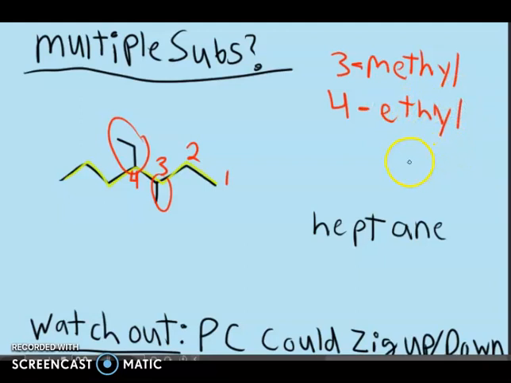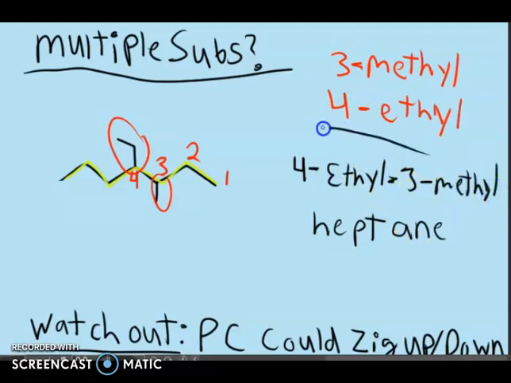Now we have to make sure that we're doing it alphabetically, just because we have more than one thing. So I'm going to bring these pieces down alphabetically. We're going to do 4, and then don't forget your dash, ethyl, and then 3, with another dash, 3-methyl, heptane. So our full answer is going to be this right here. It's more important that you have things alphabetical than in numerical order.